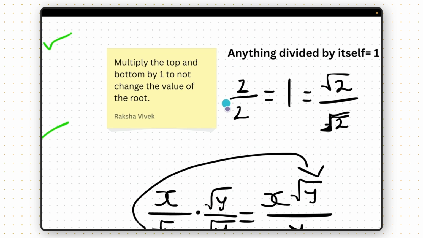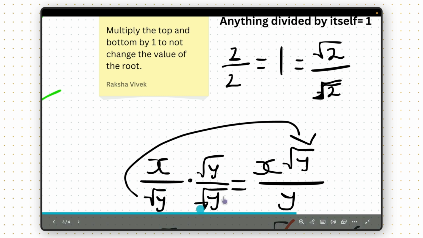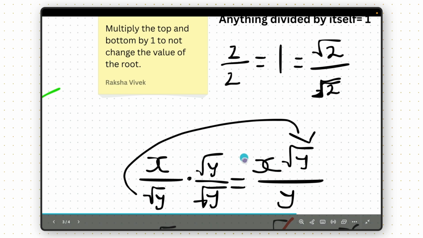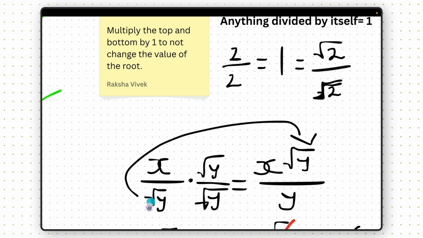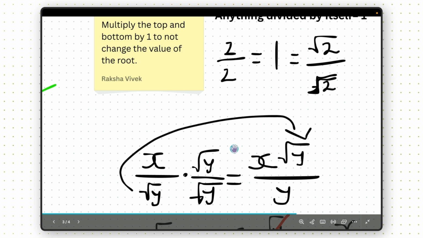So let me just visualize this for you guys. We have x divided by the square root of y. So using this rule, we want to move the square root of y up to the top. So we use this rule right here to multiply the top and bottom by the square root of y, which is just 1, so it won't change the value. The square root of y times the square root of y is y, and x times root y is x root y. So this is our fully rationalized and fully simplified answer that adheres to our rules.